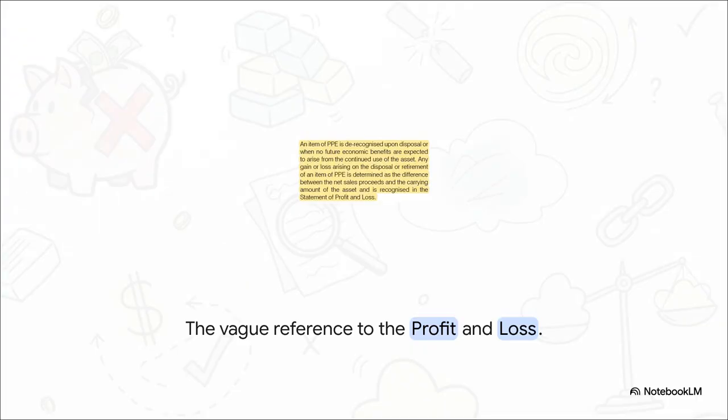If we jump back to the company's policy for a second, after dealing with the retirement of the asset, they casually claim that the resulting gain or loss is recognized in the generic statement of profit and loss. Now, at first glance, that sounds totally normal, right? But let's look a little closer.